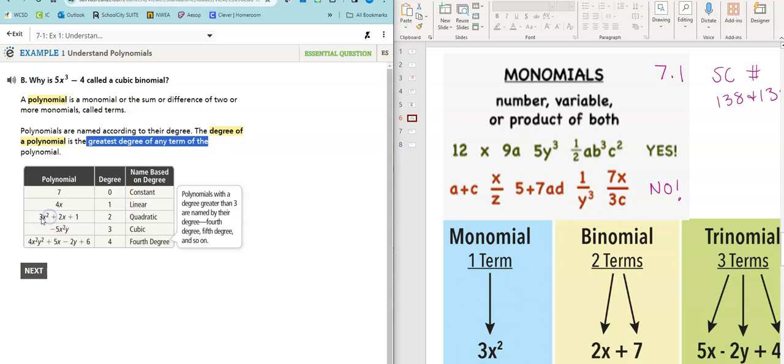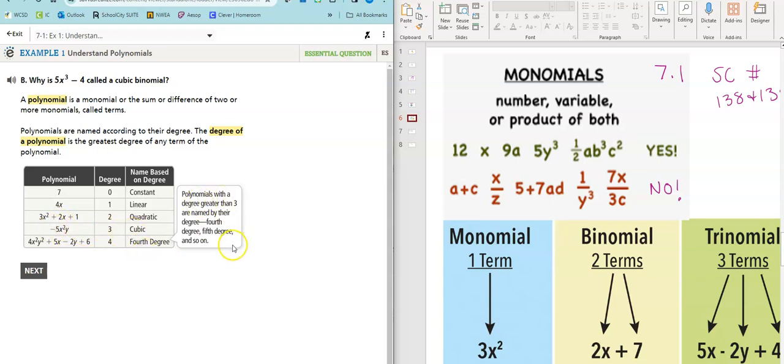So this term right here, the 3x squared, has a degree of 2. And this 2x is just 1. So we're going to go with the greatest one, and that is a degree of 2, which we call quadratic. Here, this is one whole term. So x to the second power is 2, and y to the first power is 1. 2 plus 1 is 3, so therefore this is cubic.